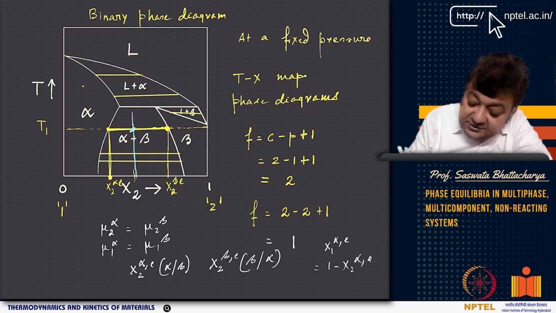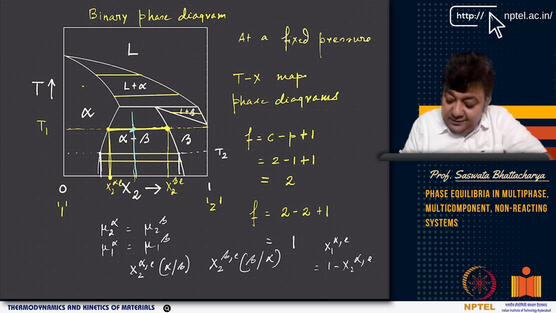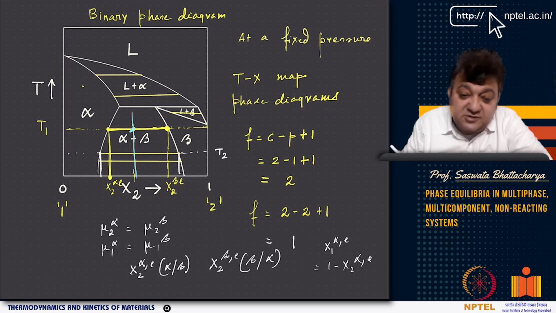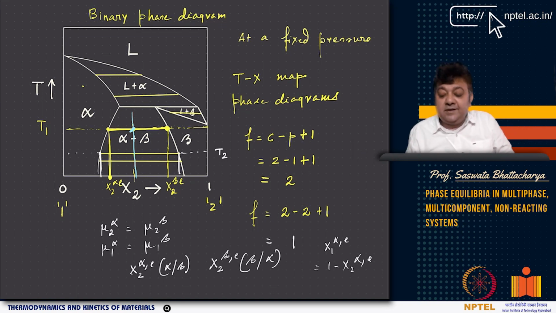Similarly, if I go to temperature T2, again I have a tie line, this horizontal line in the two-phase region, and the ends of the tie line, where it meets the phase boundary, give me the equilibrium compositions of alpha and beta at temperature T2. Additionally, if you know the alloy composition in a two-phase region, it gives me the phase fractions: the amount of alpha phase and the amount of beta phase.